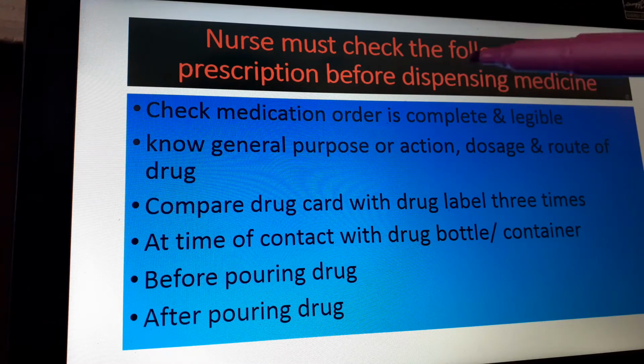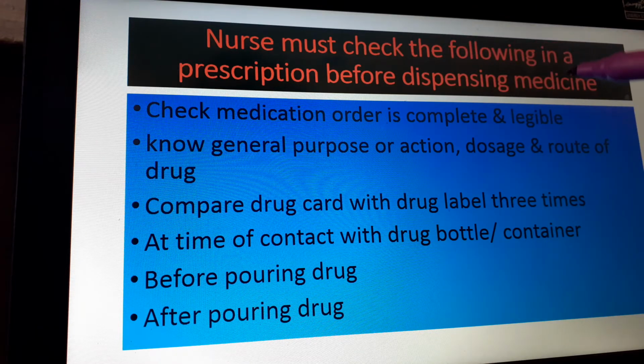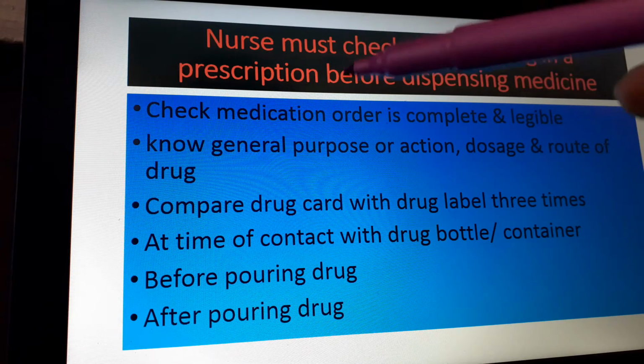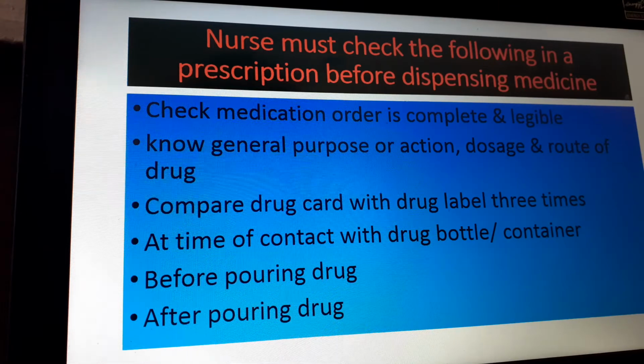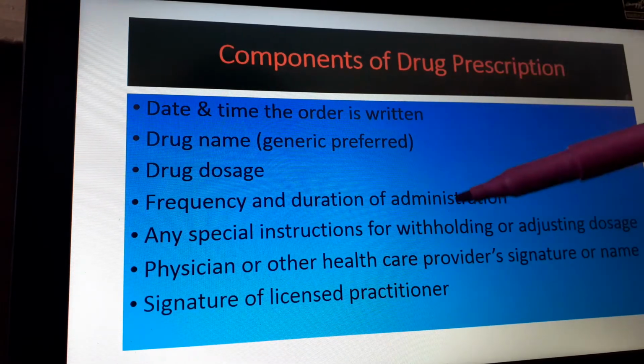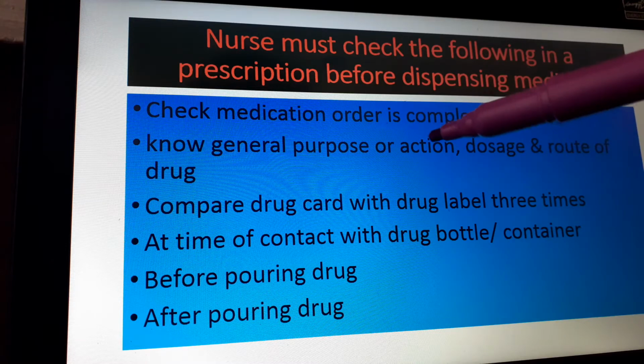We must check the following in a prescription before dispensing a medicine. The first one: check that the medication order is complete and legible, considering these components of the prescription, so it should be legal. It should have the general purpose or action, dose, and the route of the drug.